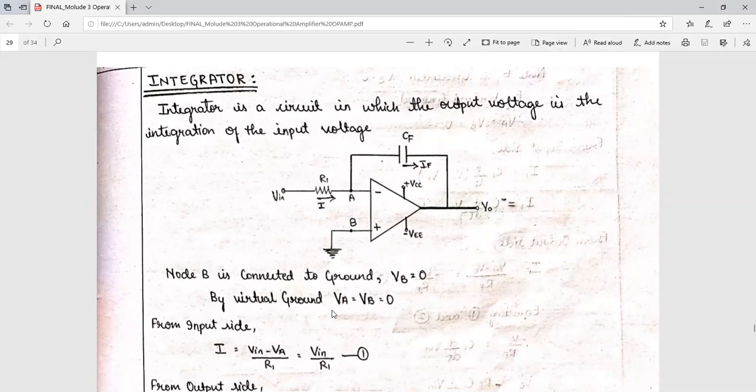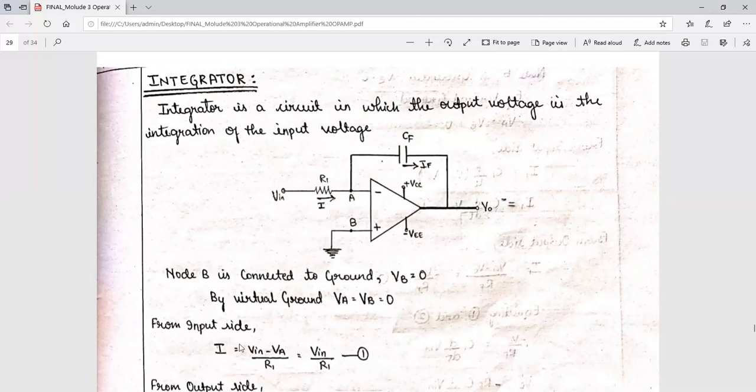So if you see here, node B is connected to ground, so voltage VB is equal to 0. By virtual ground, VA will be equivalent to VB, which is equal to 0. So since VB is connected to ground, the voltage at VB is equal to 0, and by the virtual ground concept, even VA is equivalent to 0. Now let us write the equation for the currents I and IF. If we apply KCL at the node A, current entering the node is equivalent to current leaving the node. I will be equivalent to IF.